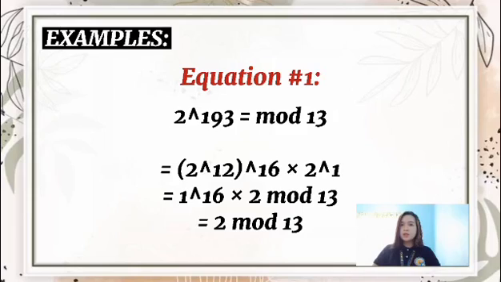So the quantity of 2 raised to 12 raised to 16 times 2 raised to 1. So the value of the quantity of 2 raised to 12 is 1. So 1 raised to 16 times 2 modulo 13. So 2 divided by 13 is equal to 2 modulo 13.